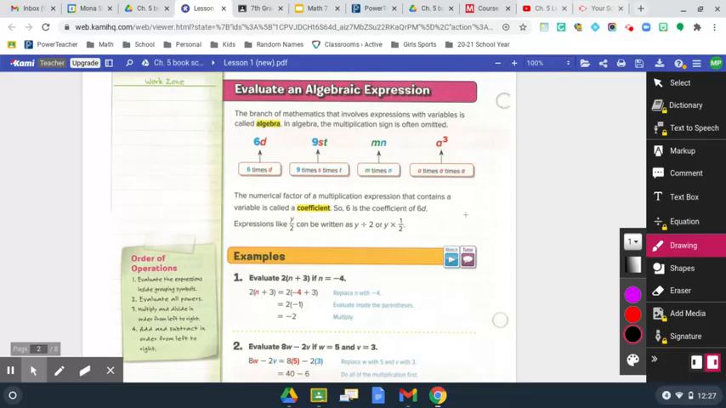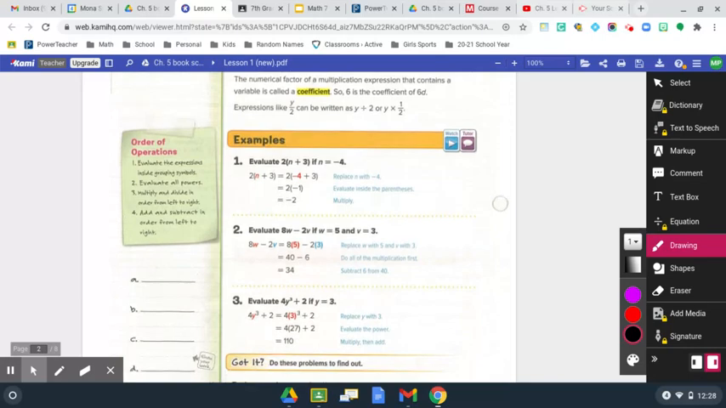We talked about coefficient. And so if I go back up here and I look at these examples, 6 is the coefficient in front of that D. 9 is the coefficient in front of that S. 1 is the coefficient in front of the M that you don't see there. 1 is also the coefficient in front of the A that you don't see there. So let's take a look at some examples.